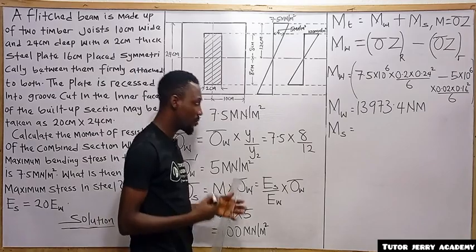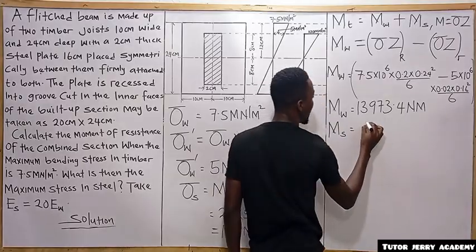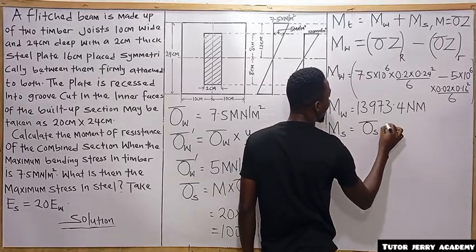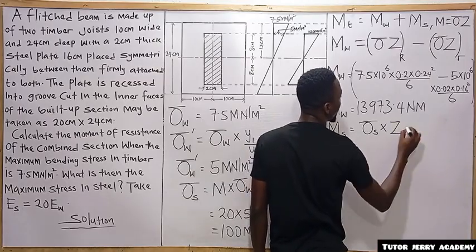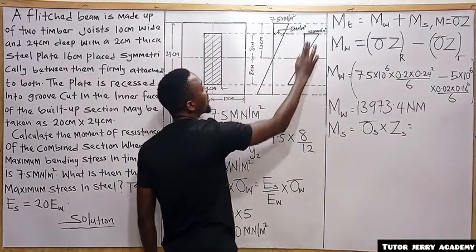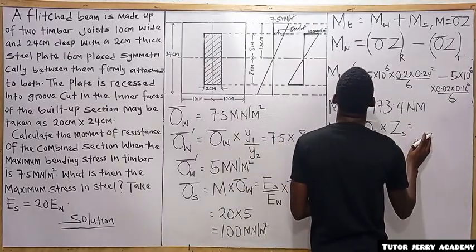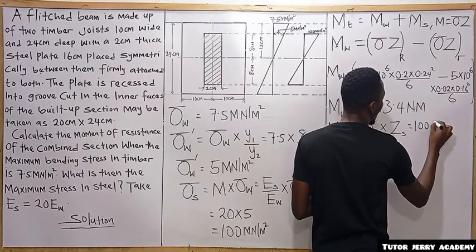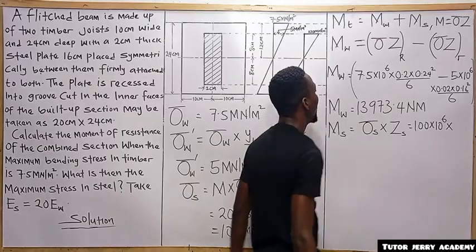All right, so we are still using the same formula here. Stress multiplied by the section modulus of the steel. That is what we are still using. So this will be equal to, so now the maximum stress here is 100. So don't forget it is 100 mega. So this is going to be 100 multiplied by 10 to the power of 6, then multiplied by the section modulus.